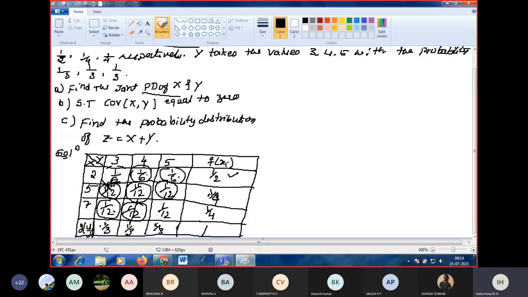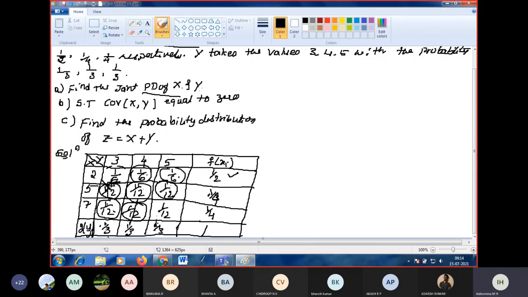You can add like this also. 1 by 3 plus 1 by 12 plus 1 by 12. 1 plus 1, 2. 2 plus 2, 4. 4 by 12. 4 by 12 is 1 by 3. Here also it is 4 by 12, 1 by 3. Here also it is 4 by 12, that is 1 by 3.